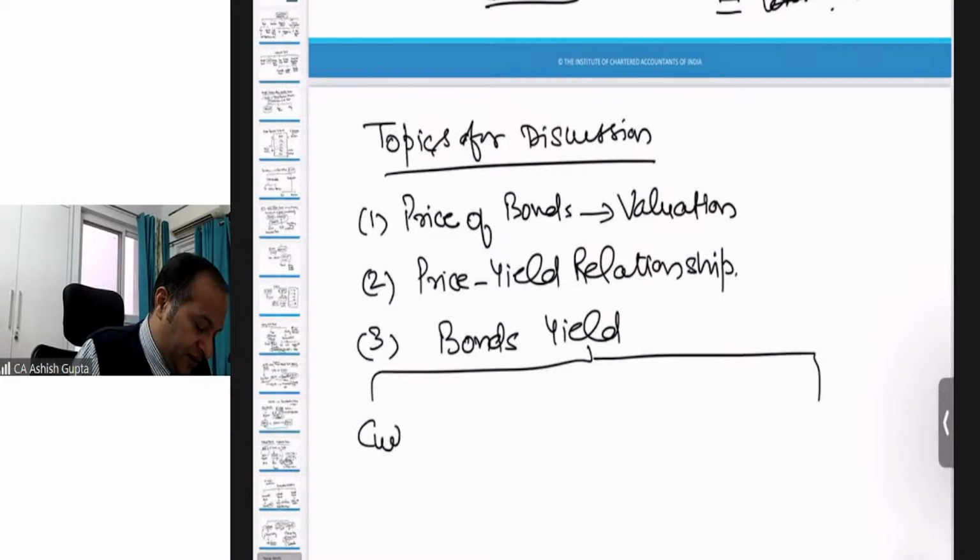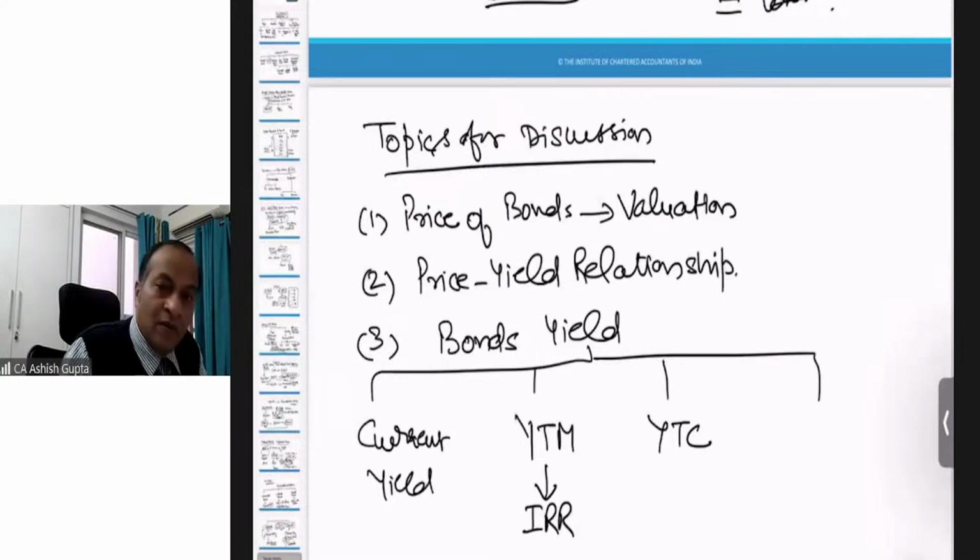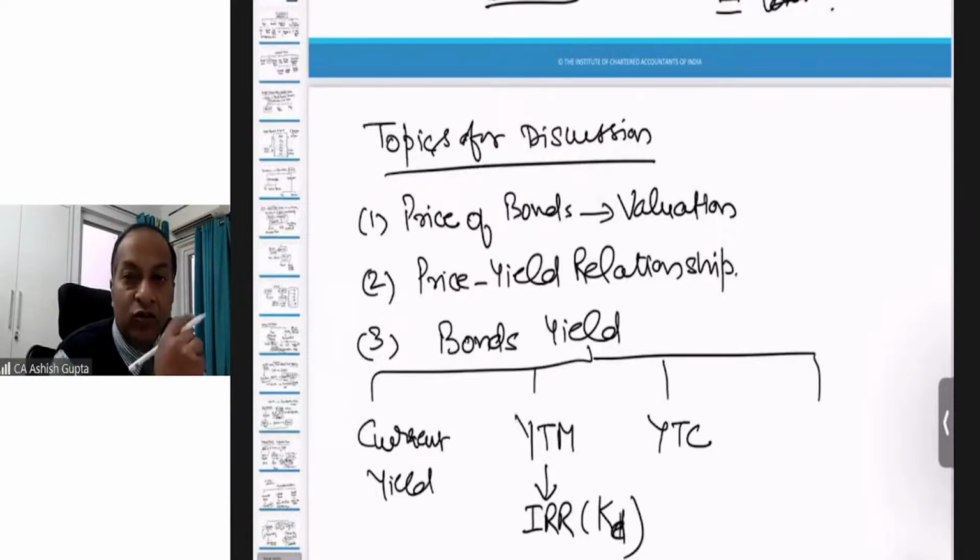Okay, this can be current yield, YTM (yield to maturity), yield to call. See, YTM means what will be my return on a bond or debenture if it is held till the period of maturity. It is a kind of IRR. If you recall from your intermediate, it used to be Kd, cost of debt.